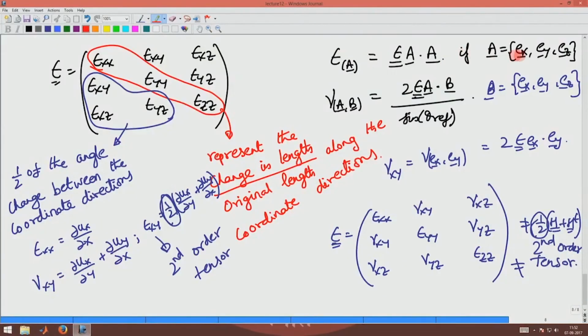In the next class we will see how the strain transforms with changes in coordinate basis, because these components are related to the coordinate basis. We understood that this is the change in length by original length along a coordinate direction, and this is the change in angle between the coordinate directions. So, if my coordinate system changes, these values will change. How does it change? We will see in the next class, and that will conclude our discussion on strains. Okay. Thank you.